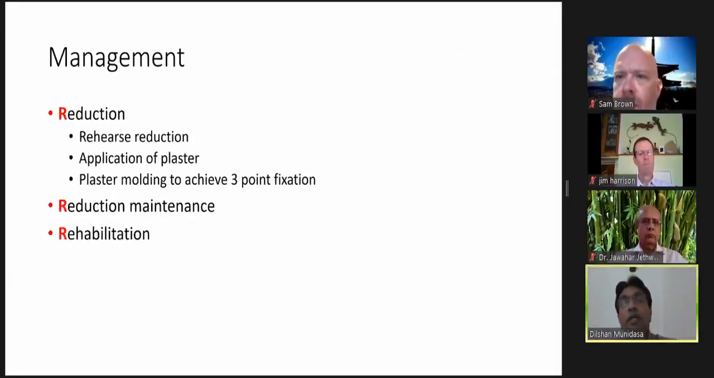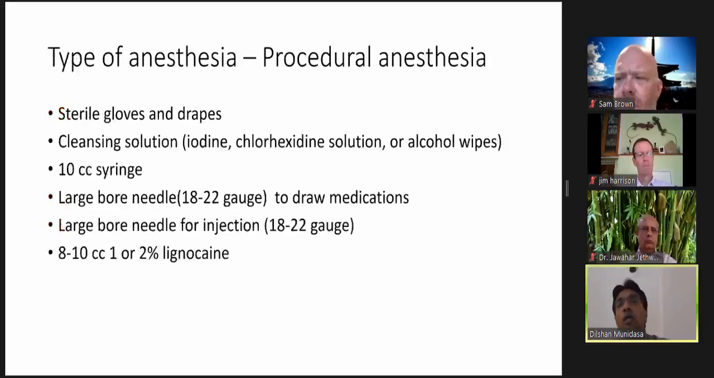In the management, we have 3 R's, 3 stages: reduction, reduction maintenance, and rehabilitation. The reduction happens in 3 phases, as you have seen in the previous demonstration. We have to reduce the fracture beforehand and then apply the cast, and then you mold the cast with the reduction to maintain it. When you decide on certain fractures that you do not manipulate, you straight away go ahead and do casting if those angles are at anatomical or near anatomical levels.